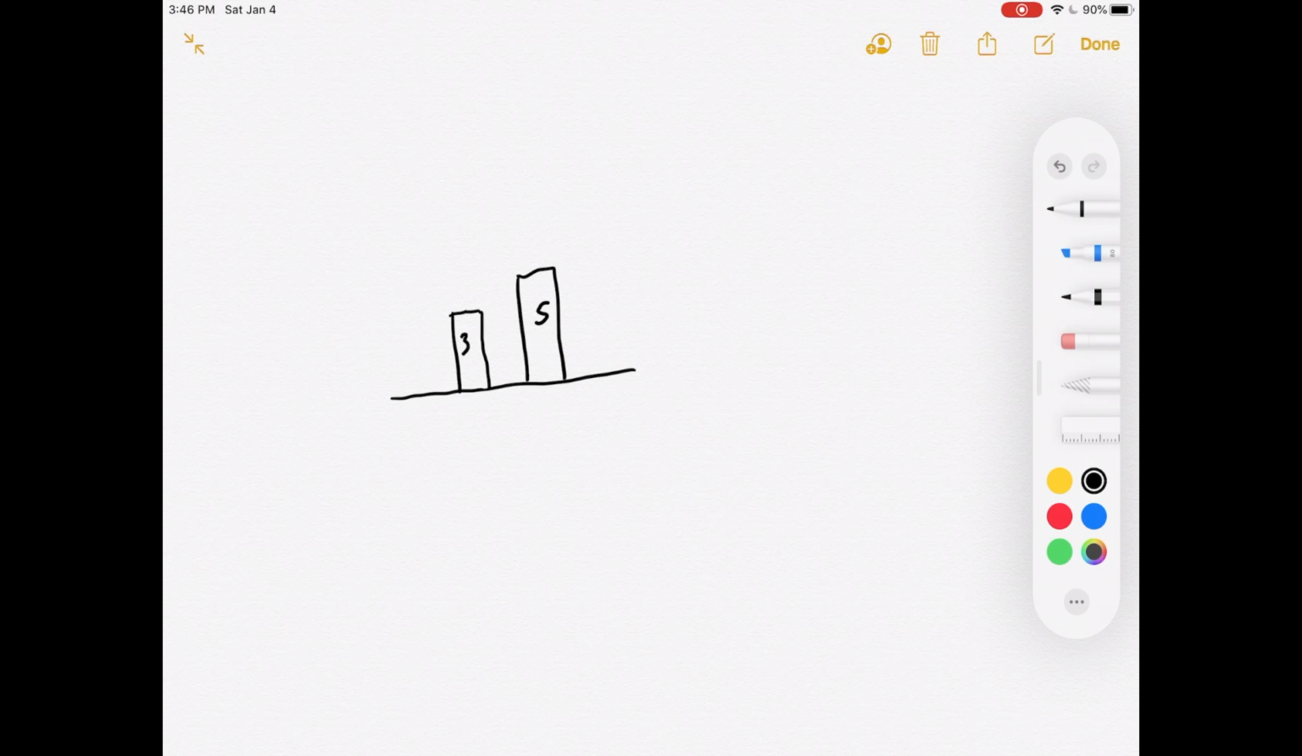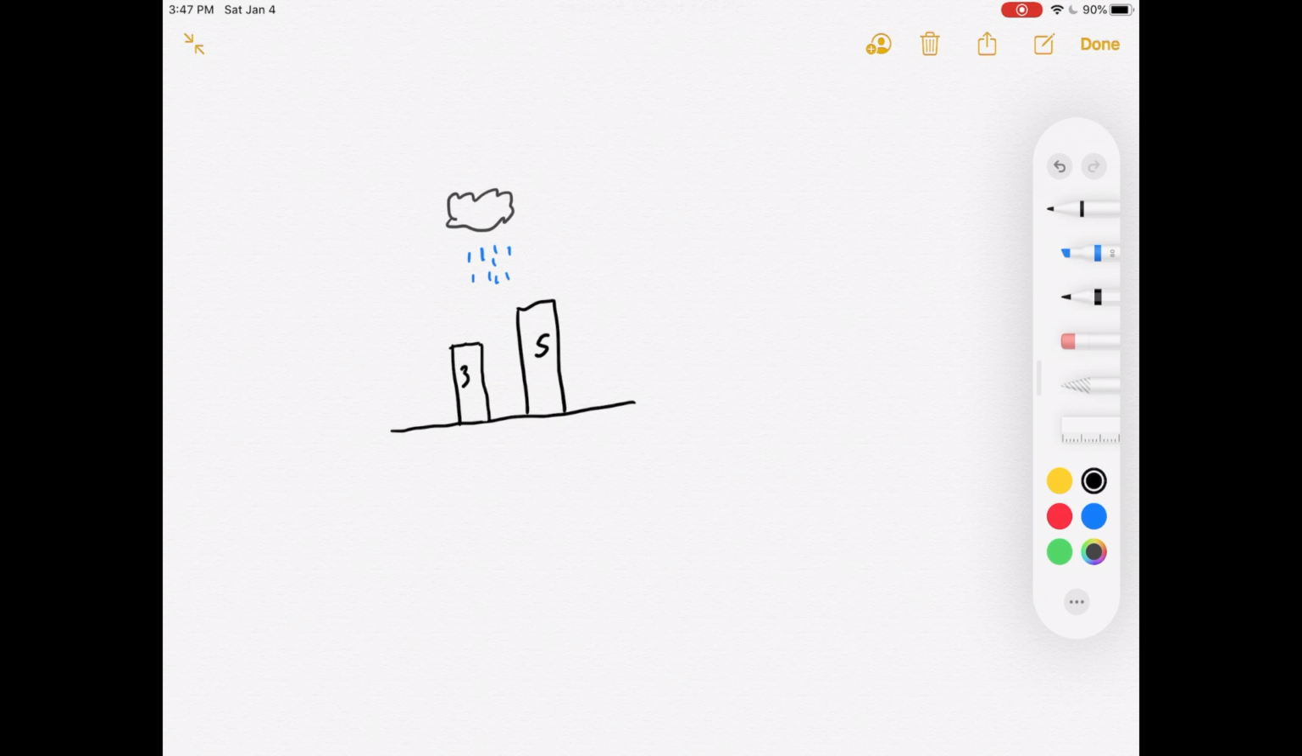Alright, so let's say we have two buildings. One building has a volume of 3 and the other one has a volume of 5. Now let's say it starts to rain. How much rain would be trapped between both buildings? The amount of rain trapped would be the same as the building on the left, which would be a volume of 3. But how did we figure this out? What we did was we started at the height of the building on the left, which was 3, and we went to the right until we hit another building.